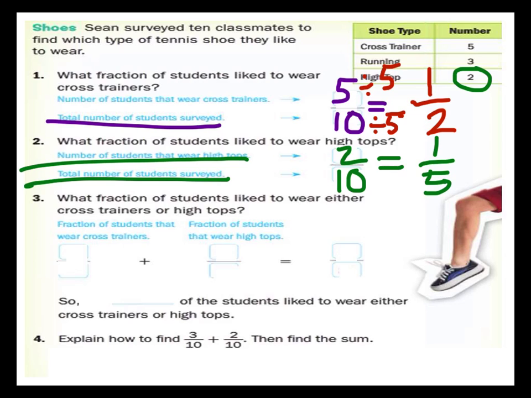What fraction of students like to wear either cross trainers or high tops? Well, let's do this with fractions, okay? This is cross trainers, right? Well, let's start with our original fraction, 5 tenths. And then if we look at high tops, it was 1/5. All right? Oh, well, let's use the original fraction. It would make it much easier. So let's use 2 tenths.